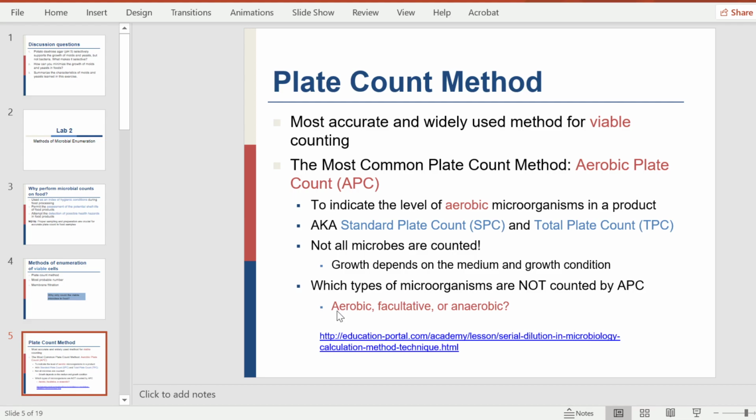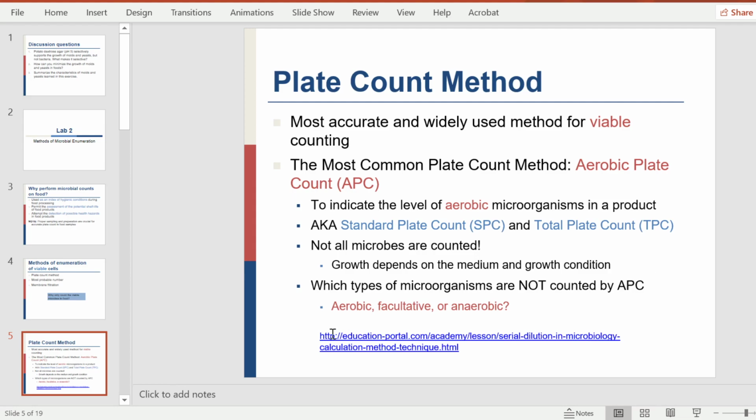So again, not all microbes are going to be counted. It's all dependent on the medium and growth conditions. Depending on the temperature and everything that you're going to be using, and then all the different nutrients and carbon sources in the medium are going to decide what organisms can grow. And also, since this is going to be aerobic plate count, only organisms that can survive in aerobic conditions will be able to be measured or counted.